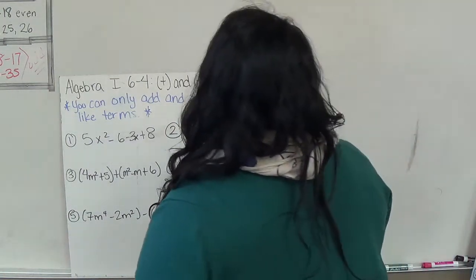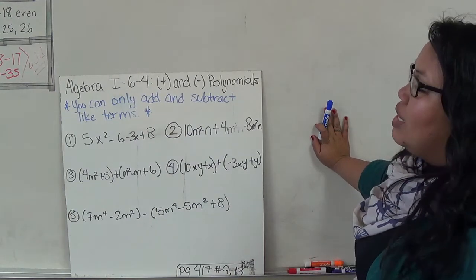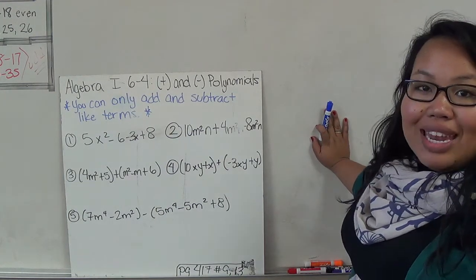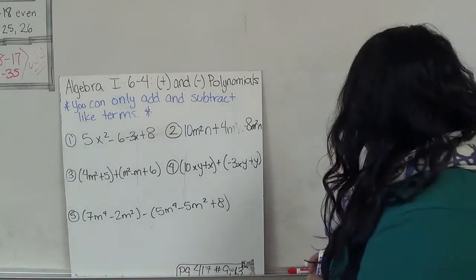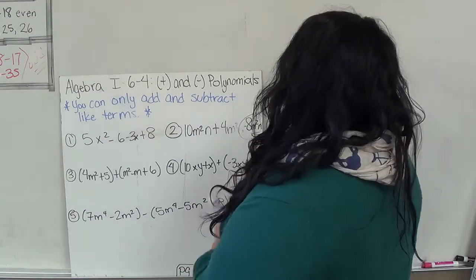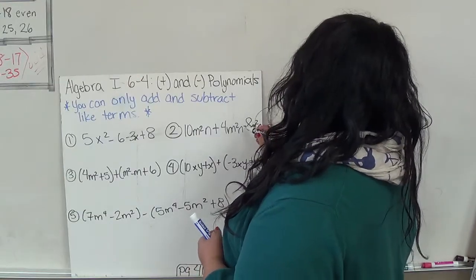Algebra 1, Section 6.4, we're dealing with plus and minuses of polynomials. So now we're going to add and subtract polynomials. This is similar to combining like terms, but with like terms, you've only dealt with one variable in the past. But now it's the same thing.